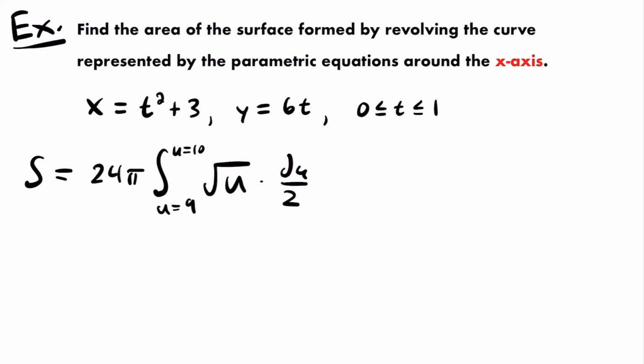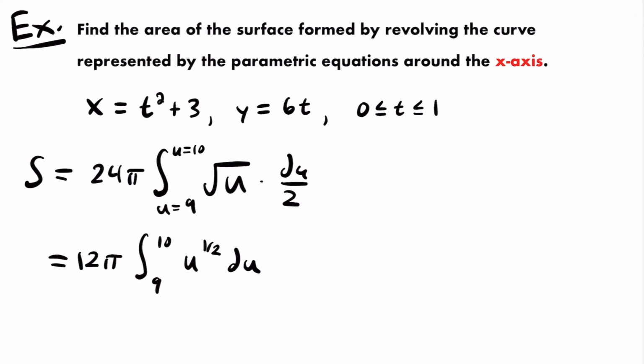First thing that we can do is pull this 1/2 to the outside of the integral. And so we'll have 1/2 times 24 pi. So really we're just dividing this by 2. And so that will give us 12 pi times the integral from 9 to 10 of the square root of u du. But the square root of u, we can rewrite that to be u to the 1/2 power. That's the same thing as the square root of u. And so that will make it easier for us to see how to integrate using the power rule for integration. And so we'll have u to the 1/2 power times du.